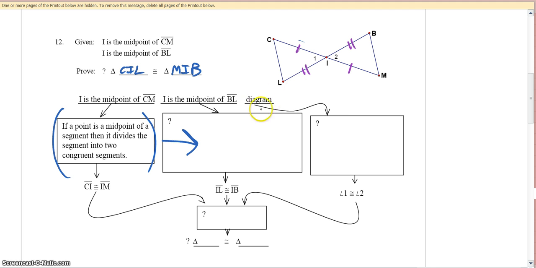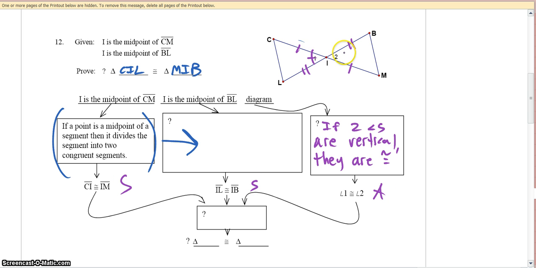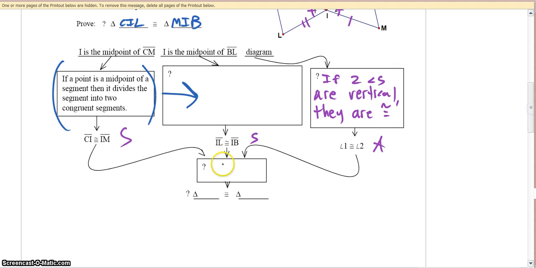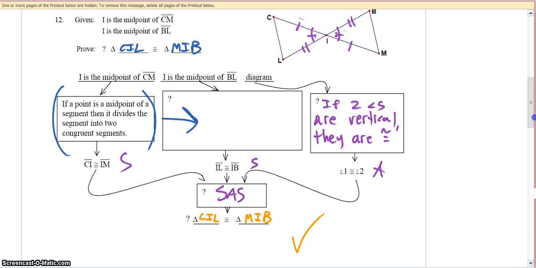Now all we need is our angles, and this comes from a diagram box, and we've done this before, and we know that if two angles are vertical, then they are congruent. Therefore angle 1 is congruent to angle 2. Now we've got our side, we've got another side, and an angle, but in this case we actually have it in the order of SAS, so that's going to go in my box, and I just proved my statement that triangle CIL is congruent to triangle MIB. And I am done with number 12. So I'm ready to move on to number 13 now.